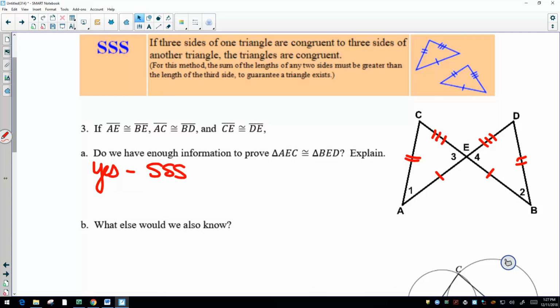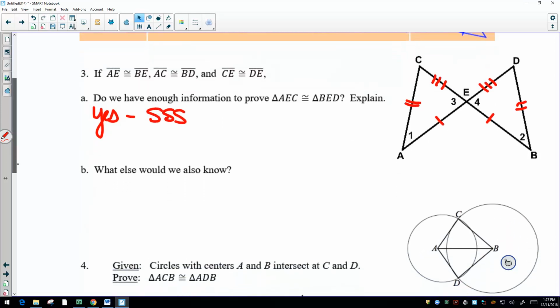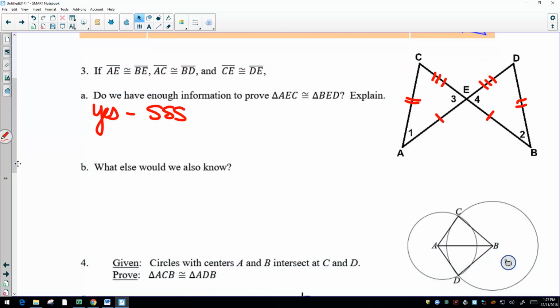Now, what else would we know? Well, since our triangles are congruent, that means all of the parts are congruent, all of the corresponding parts. So I could use the numbers, perhaps, like I could say angle 1 is congruent to angle 2, that would work. I could use the letters. So for instance, if I'm going to name angle C, well, that's the last letter, that's got to be corresponding to angle D.